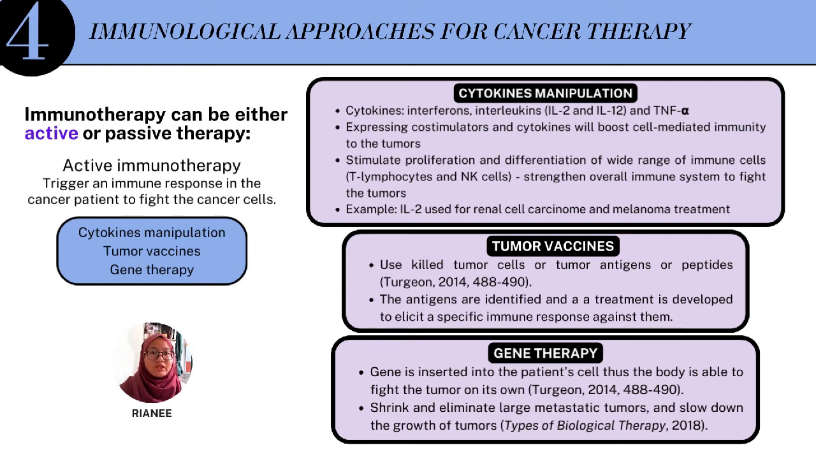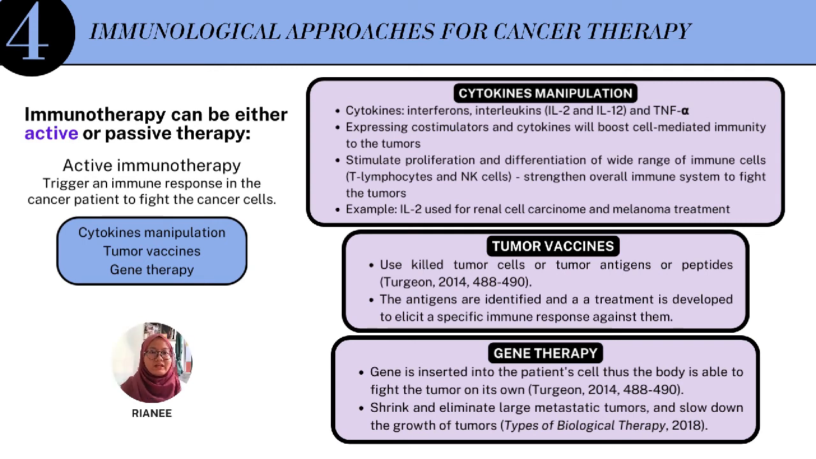The expression of co-stimulators and cytokines will boost cell-mediated immunity to the tumors. The release of cytokines will stimulate proliferation and differentiation of a wide range of immune cells such as macrophages, T lymphocytes, and NK cells. This will help to strengthen the overall immune system to fight against the tumor. For example, interleukin-2 has been demonstrated to be capable of banishing metastatic renal cell carcinoma and melanoma.